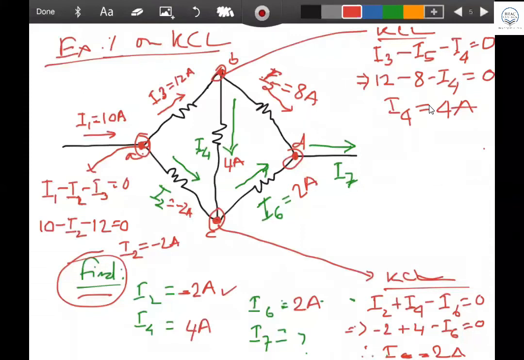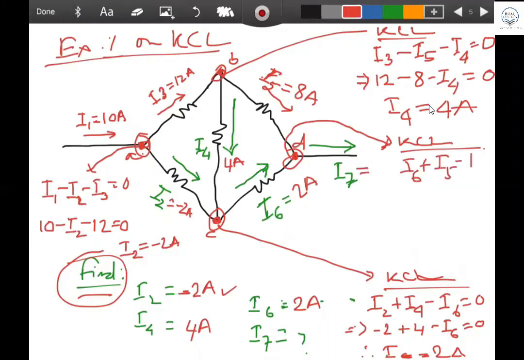Go back home, is it? No, sir. Next, I7. I7 you have to find here. Which node? Node D, good. Node D is going to give you I7. So I can write here, KCL from node D. Anybody tell me KCL? I6 plus I5 minus I7 equal to 0.